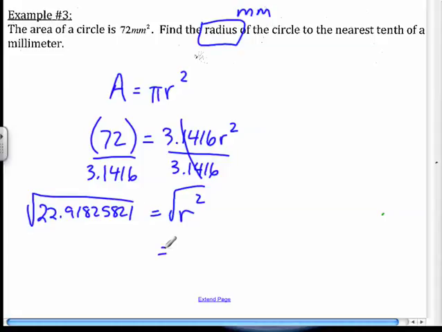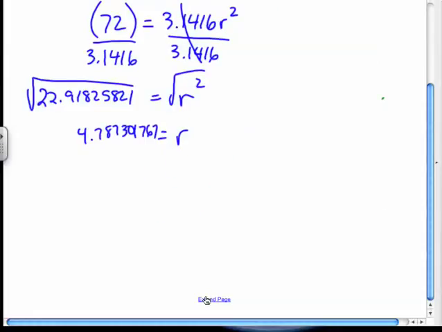So the square root of r squared is obviously just r. But the square root of 22.9182581, well let me figure out what that is. The square root of 22.9182581 is equal to 4.7873017767.